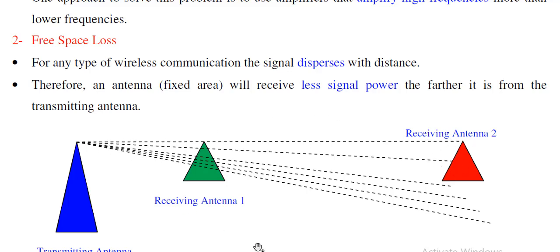Here we have a free space. We are not like in the wired domain where the signal travels through a single line. Here we are in the air, which means that the signal will get dispersed in the earth, and the farther the antenna, the lower the strength or the beam of the signal that will be received.